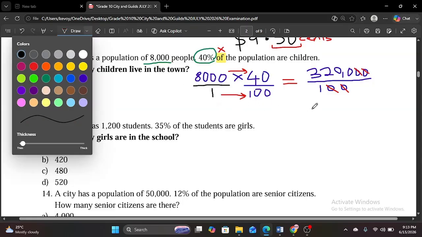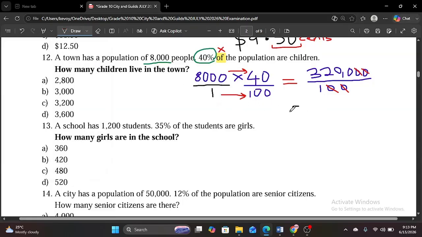So all of this now would be equal to my final answer. That's going to be 3,200. So that's going to be the population of children living in the town. So that's 3,200. All right. So now I'm going to move on to question 13.